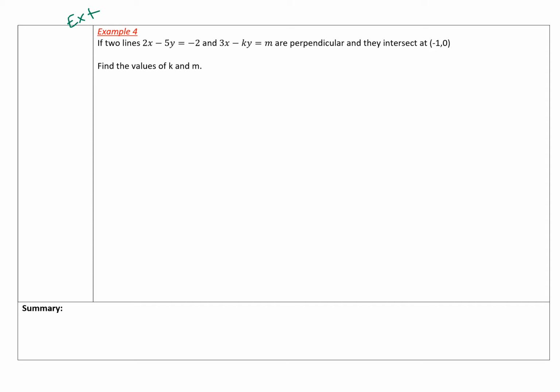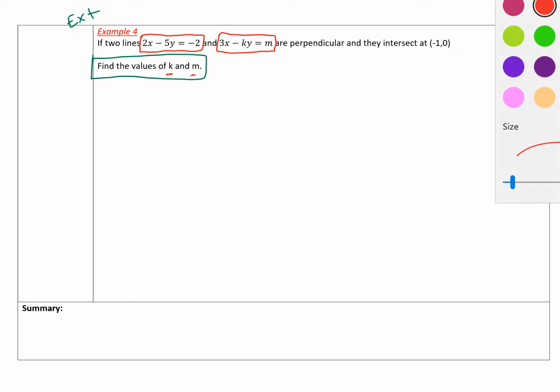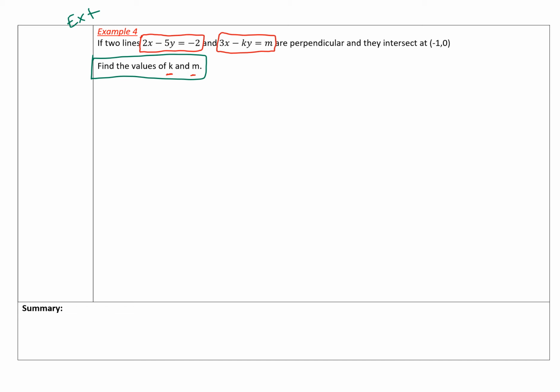So what do I need to do? I need to find the values of k and m. What are the things that we're talking about? Well, we're talking about one equation, 2x minus 5y is negative 2, and another equation, 3x minus ky equals m. Well, there are those two things that I need to find. What information am I given? Well, I know that these lines are perpendicular, and I know that they pass through negative 1, 0.